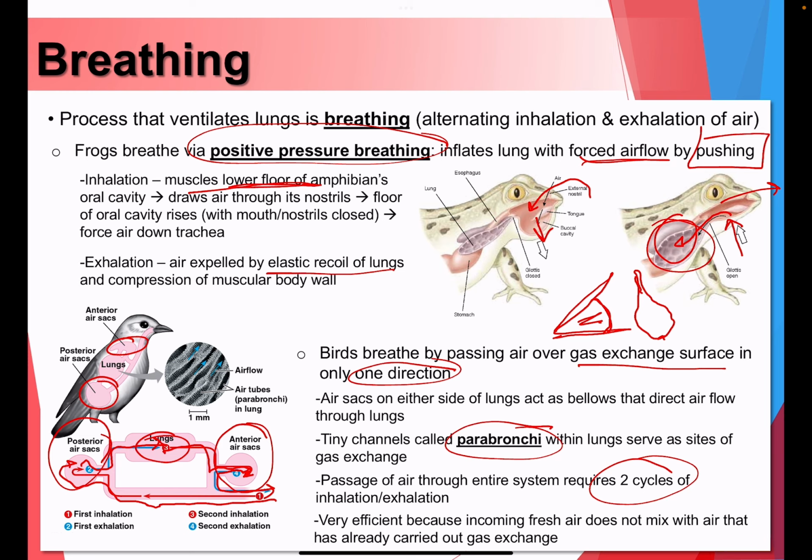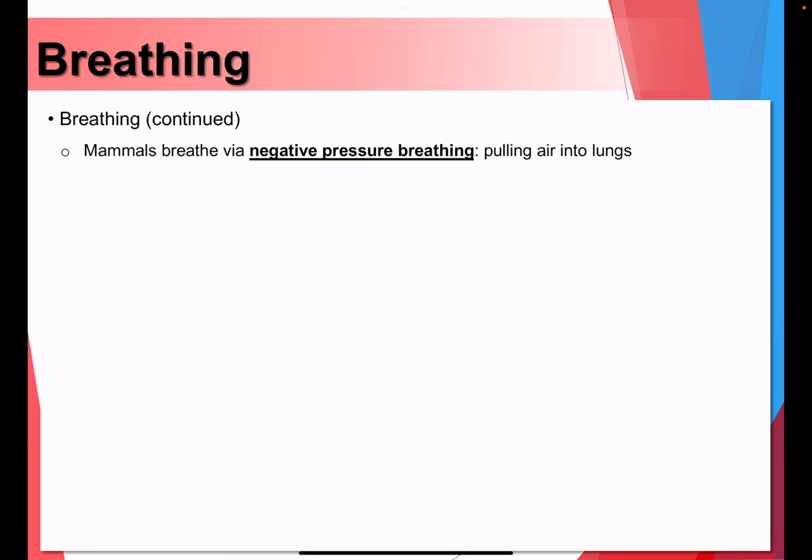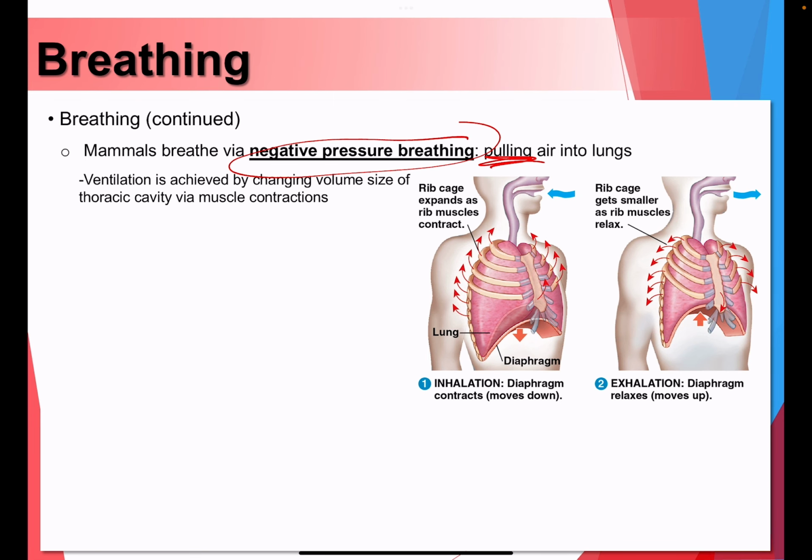That's not the case for humans, unfortunately. Mammals, such as humans, use negative pressure breathing, where the key word is pulling air into the lungs. Think about what happens with a syringe. When you pull the plunger, that pulling action allows air to go into the syringe. That's how lungs work, okay?